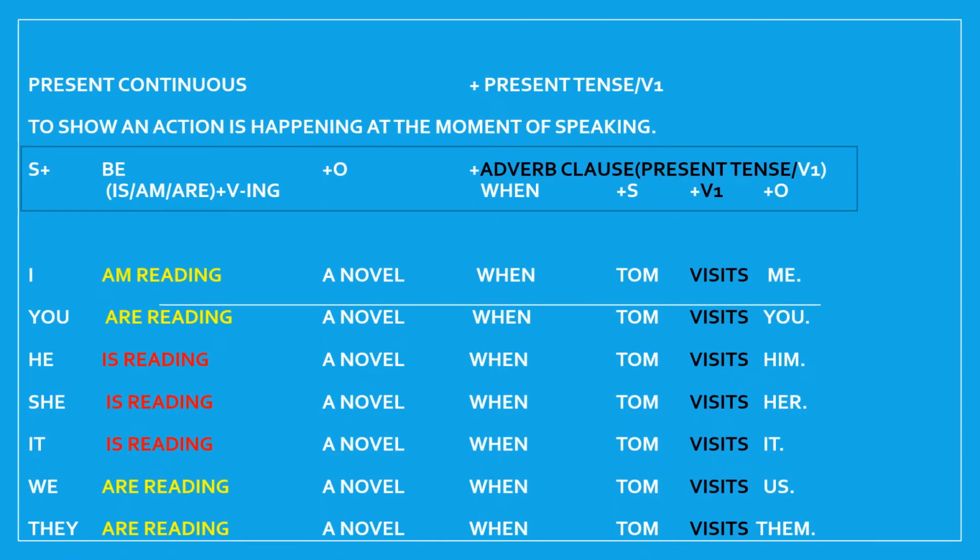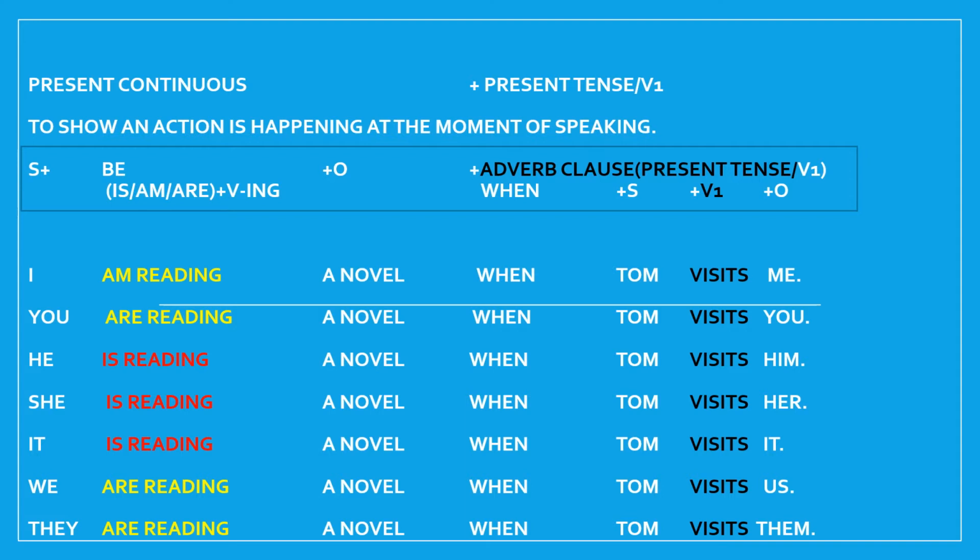Hello, we will study the combination between the present continuous and present tense today. Everybody know present tense? The verb that stands for present tense is verb 1. The formula for present continuous is be (is, am, are) plus verb ing. So we need two ideas or two sentences here. We join these two sentences into one by using the conjunction when.